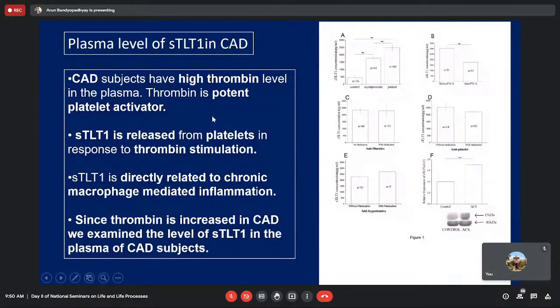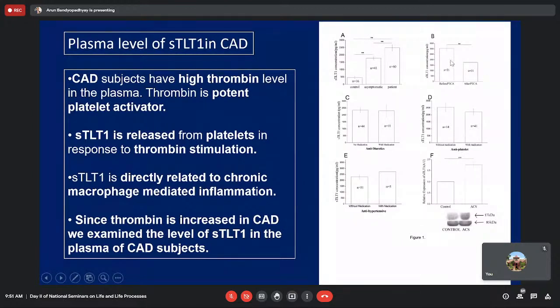At the time of a heart attack, the platelet count increases and platelets become more active. So there is a possibility of releasing some proteins, called STLT1, that we hypothesized from the literature and our other work. We found that STLT1 is released into the blood at the time of a heart attack. This is the patient sample, and you can see a several-fold increase in STLT1, the soluble TLT1. It is increased in ACS patients. ACS means heart attack patients.